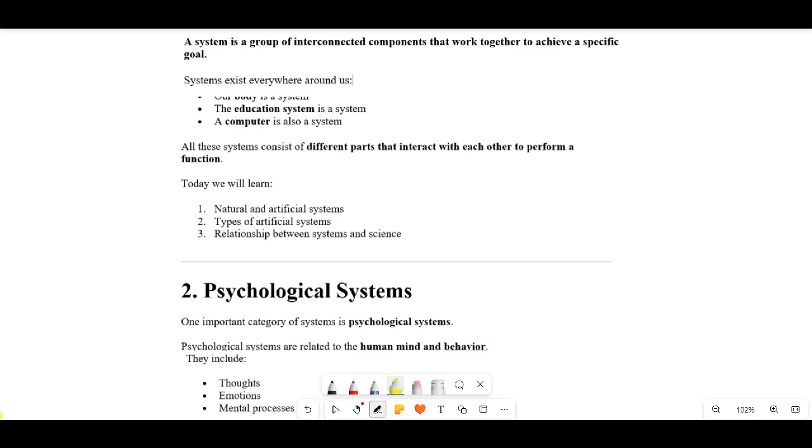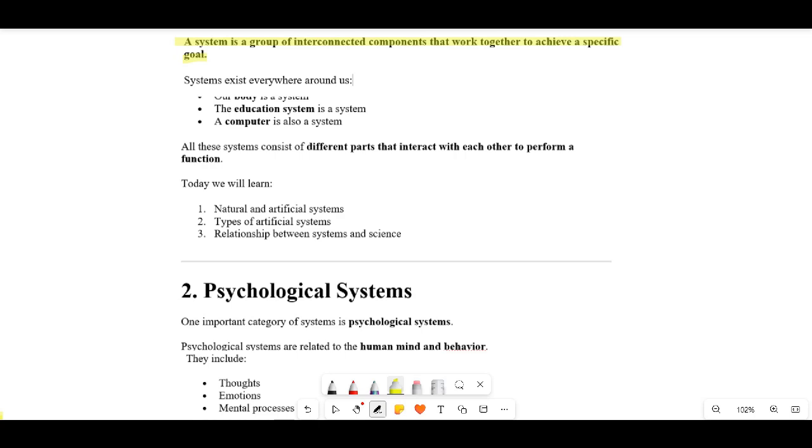So before starting today's lecture, let's recap what we have learned in the previous lectures. In the previous lectures, we have learned about a system. What is a system? A system is a group of interconnected components that work together to achieve a specific goal. Those different components work together to achieve a specific goal. That combination or collection of different parts is called a system.